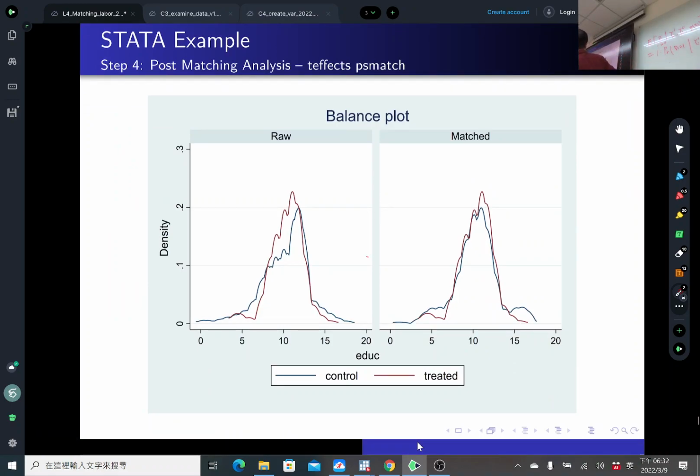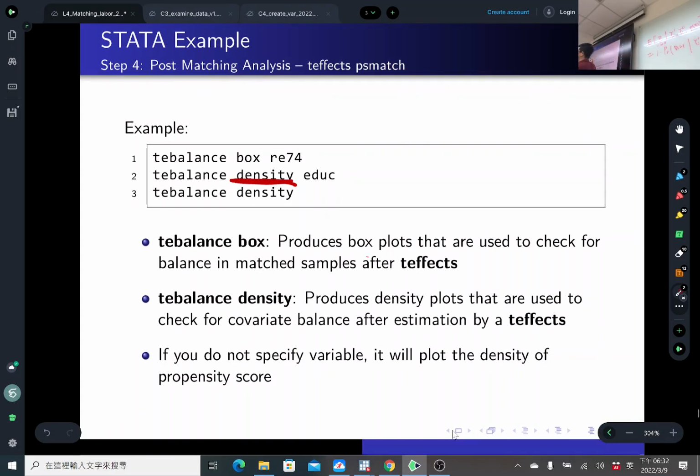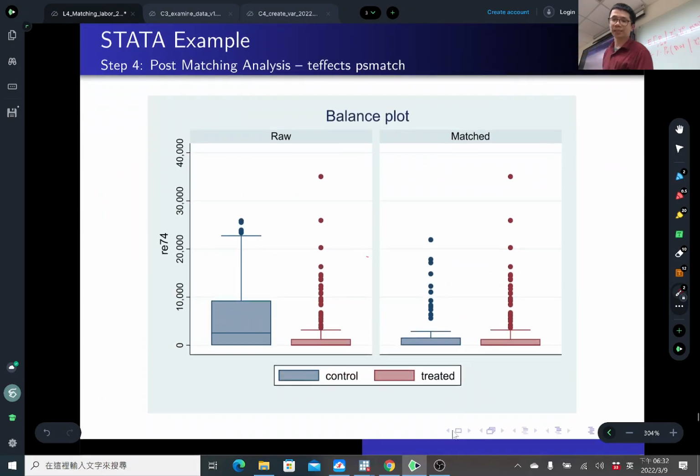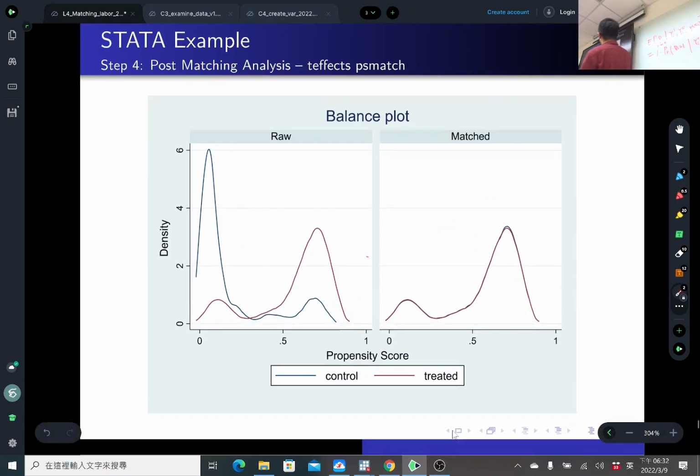And if you want to display the education distribution, the option is density. You put education, and it will look like this. Before matching, the treatment group tends to have lower education, you can see, lower education. But after matching, it looks not bad, similar. The only thing that will be a perfect match is the propensity score. So before matching, the propensity score for the treatment group and control group are very different. But after matching, they are almost exactly the same.